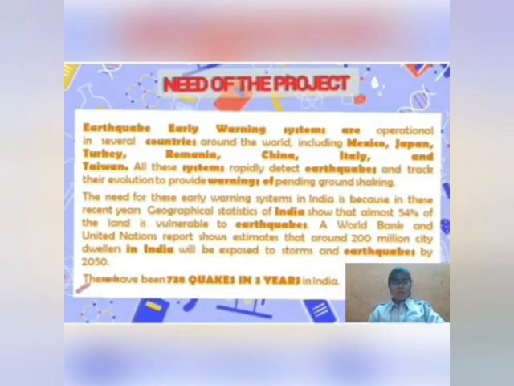Earthquake early warning systems are operational in several countries around the world, including Mexico, Japan, Turkey, Romania, China, Italy, and Taiwan. All these systems rapidly detect earthquakes and track their evolution to provide warnings of pending ground shaking.